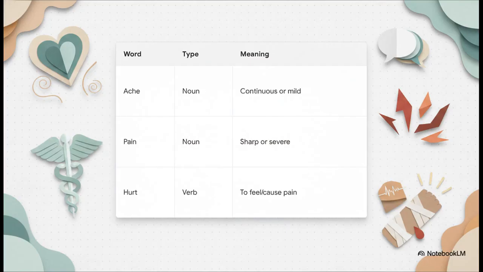And this absolutely applies to physical health, too. When a user is suffering, you need to know the precise difference in English between an ache, which is continuous or mild, a pain, which is sharp and severe, and the verb hurt. Knowing these nuances allows you to accurately assess their physical state and get them the exact medical attention they need right when they need it.